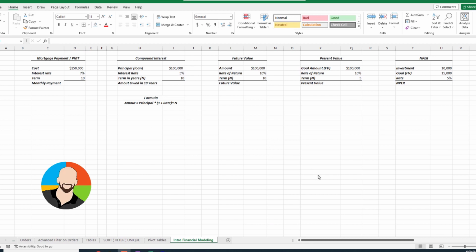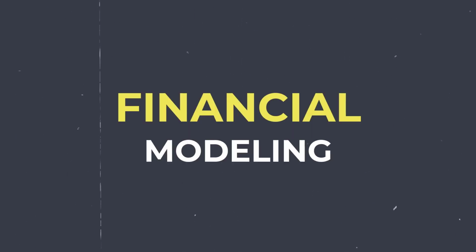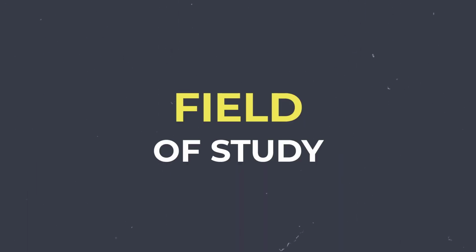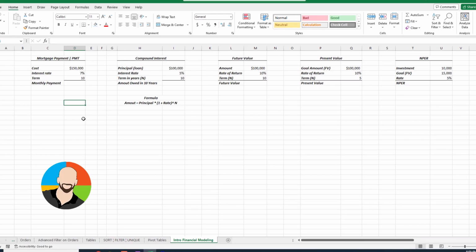Okay, and welcome to the module Introduction to Financial Modeling. From the get-go, I want to take a moment and acknowledge the fact that financial modeling is a very deep and broad field of study. It is multi-channeled and multifaceted, and people can literally make a career out of it.